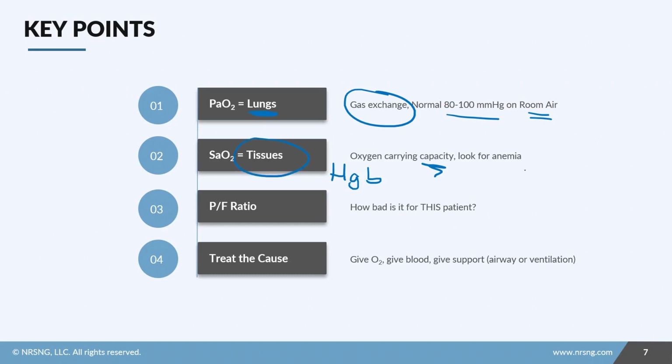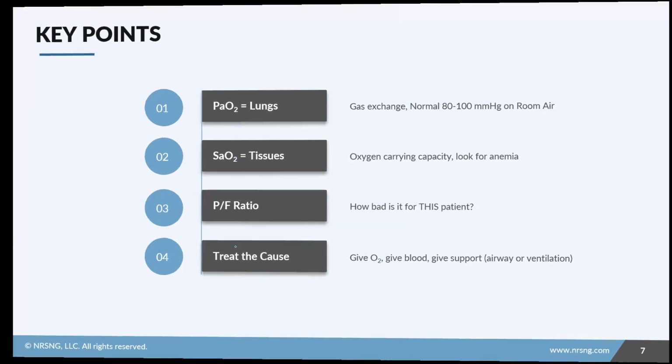Again, just remember to look for things like anemia or signs of carbon monoxide poisoning that may indicate that your SaO2 level is not as reliable. Always remember to look at the big picture. The PF ratio will also help you get an idea of how bad the situation is for your specific patient by comparing the PaO2 to the FiO2. And of course, we always want to treat the cause first. Make sure they have an airway or breathing support, give supplemental oxygen, give a blood transfusion if anemia is the problem. Just make sure that you're addressing the actual cause of the problem.